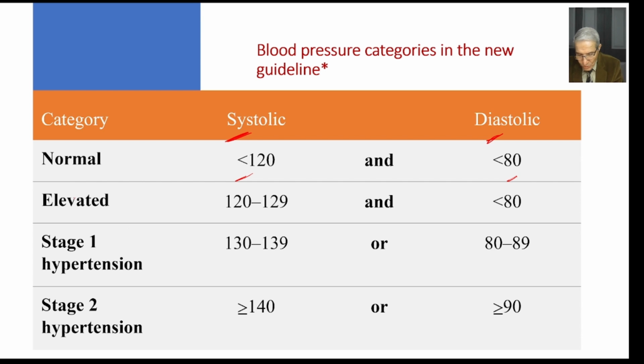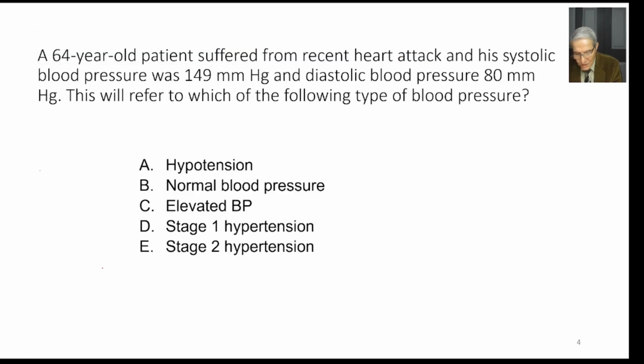That's great. What about elevated? Elevated is 120 to 129 for systolic and diastolic less than 80. This is elevated blood pressure. Now we have hypertension. So we have two stages for hypertension. Stage 1, we have stage 1 for hypertension.